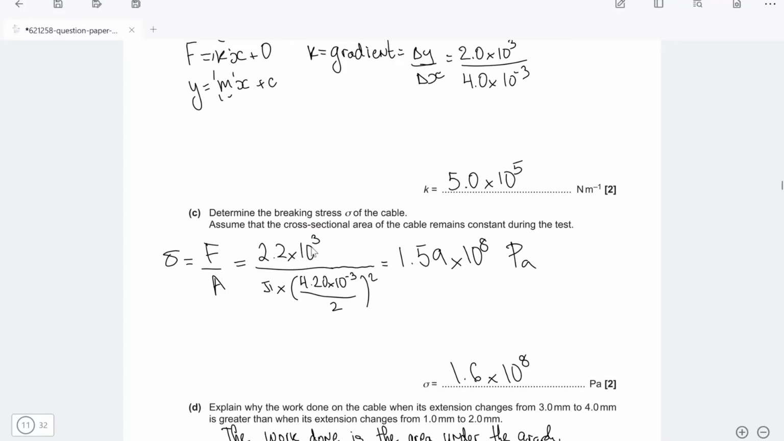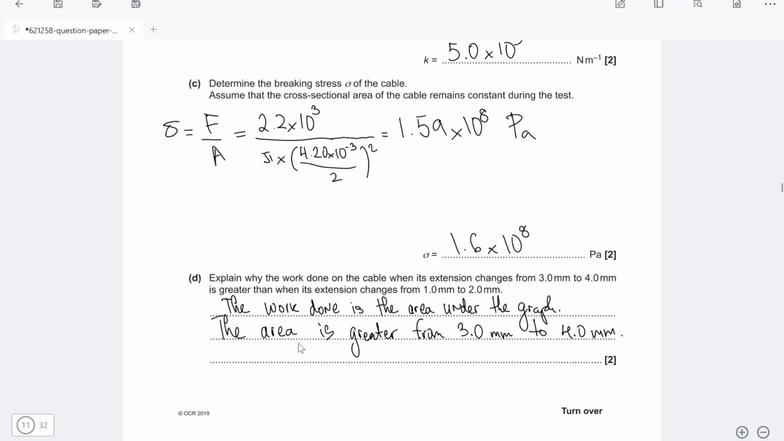2.2 times 10 to the power of 3 divided by the area, which is given by pi times (d over 2) squared. We're given the diameter is 4.2 millimeters. Don't forget to add in the 10 to the power of minus 3. Don't forget the brackets in your calculator, dividing it by 2 and then squaring it. If we do that correctly, we're going to get approximately 1.59 times 10 to the power of 8 pascals, which is about 1.6 times 10 to the 8.